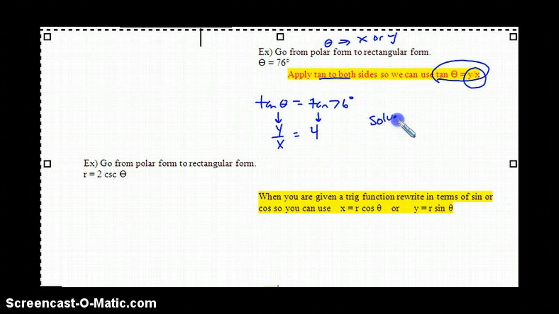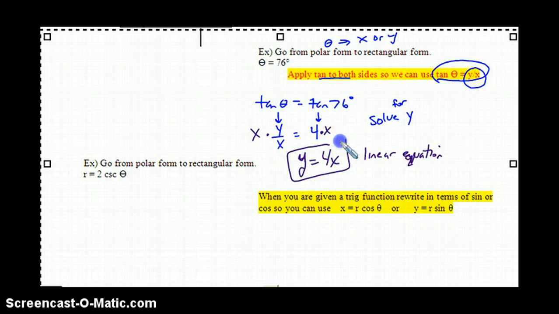So let's get it into a form where we can actually graph it. I know it's going to be a linear equation, so I want to solve it for y. To get rid of the x, I would multiply both sides by x. So this would be y equals 4x, which would be a linear equation. Again, keeping it in the form where we can graph it is typically a good way for us to know when we should stop. I know it's rectangular because now it has an x and a y in it instead of a theta. So this time what I had to do was apply tangent to both sides to be able to use that form.